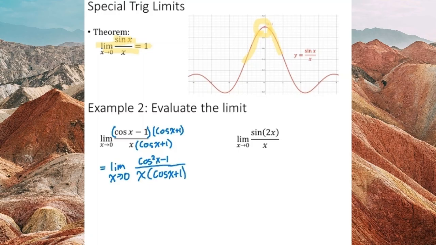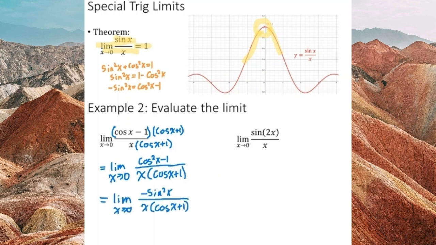Since I want to rewrite my numerator from being in terms of cosine to being in terms of sine, I want to try to use the Pythagorean identity to help me out. Recall from pre-calculus that sine squared x plus cosine squared x equals 1. If we manipulate the Pythagorean identity a little bit, we get that negative sine squared x equals cosine squared x minus 1. So our numerator can be rewritten as negative sine squared x.